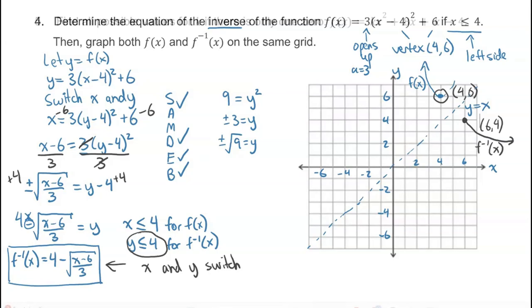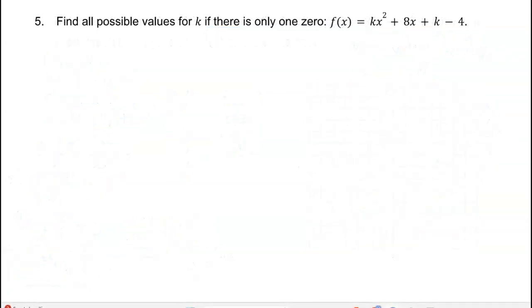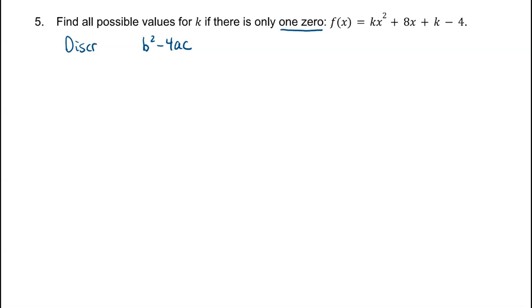So there you go. Number 5 says find all possible values for k if there's only one zero. f of x equals kx squared plus 8x plus k minus 4. So what would we substitute in for both cases with the k in order to make that have one zero? Well, to have one zero, remember that the number of zeros is based on the discriminant.